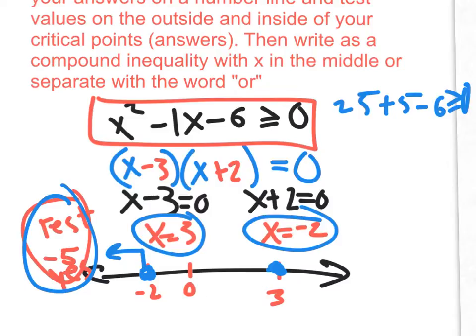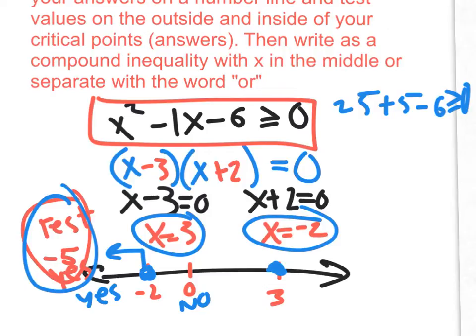Okay? Now that means if I test 0, it's not going to work. Right? 0 is in the middle. If I plug in a 0 right there, it's going to say negative 6 is greater than or equal to 0. Negative 6 is not greater than 0. Negative numbers are not greater than 0. 0 is greater than any negative number. So 0 did not work. 0 would be a no. It's not an answer. It doesn't work. So yes, out here, the answers are on the outside.